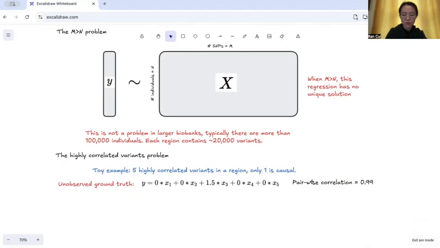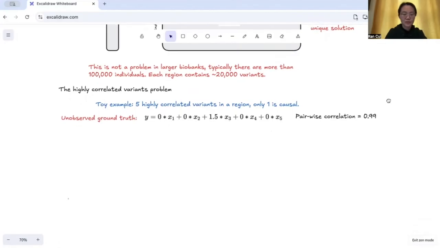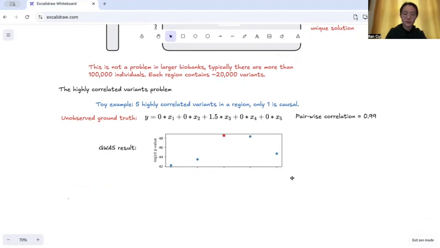But what you can know is that after you measure all the SNPs, you can test their pairwise correlation. And it happens to be 0.99, which is pretty high. But in real data, this is actually not uncommon. Let's see what happens. In GWAS, you can probably guess that all of them will have pretty high significance because they're highly correlated to the causal variant, and there is actually a causal signal in this region, so all of them are above the significance threshold.